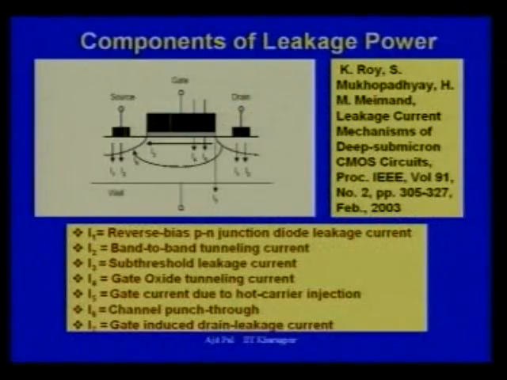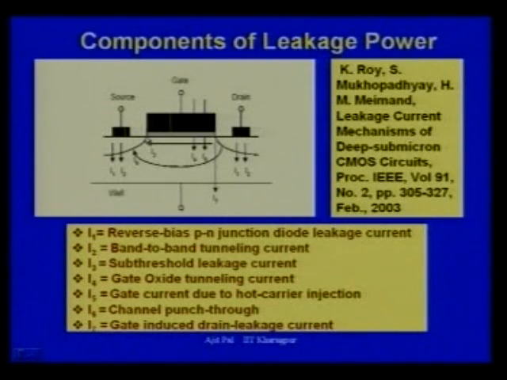These hot electrons again will cross the silicon dioxide layer, leading to leakage current, and this is due to gate oxide leakage current. So, these two are essentially gate leakage currents. Then we have got channel punch through.